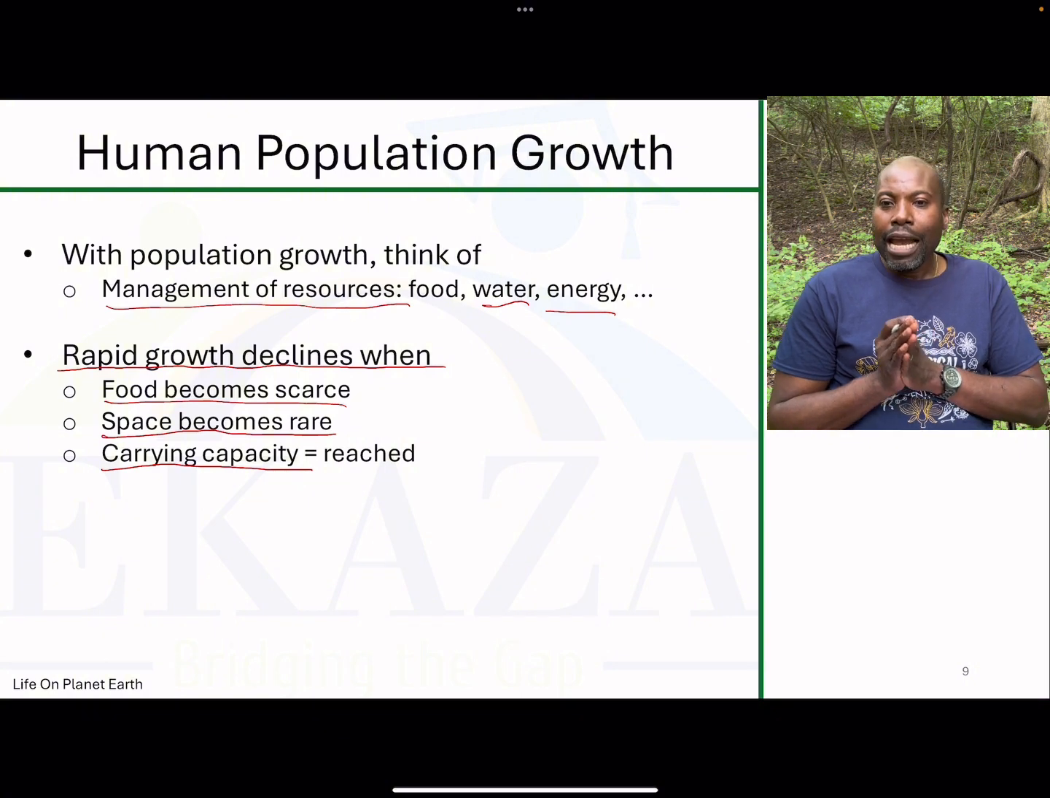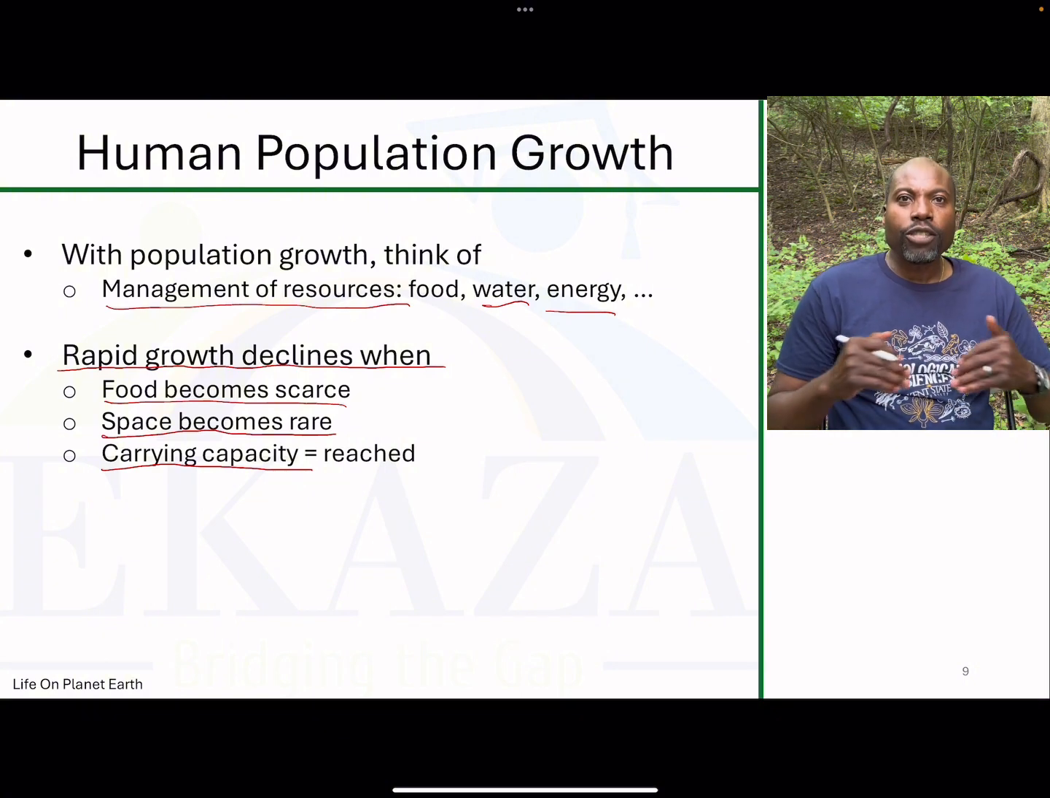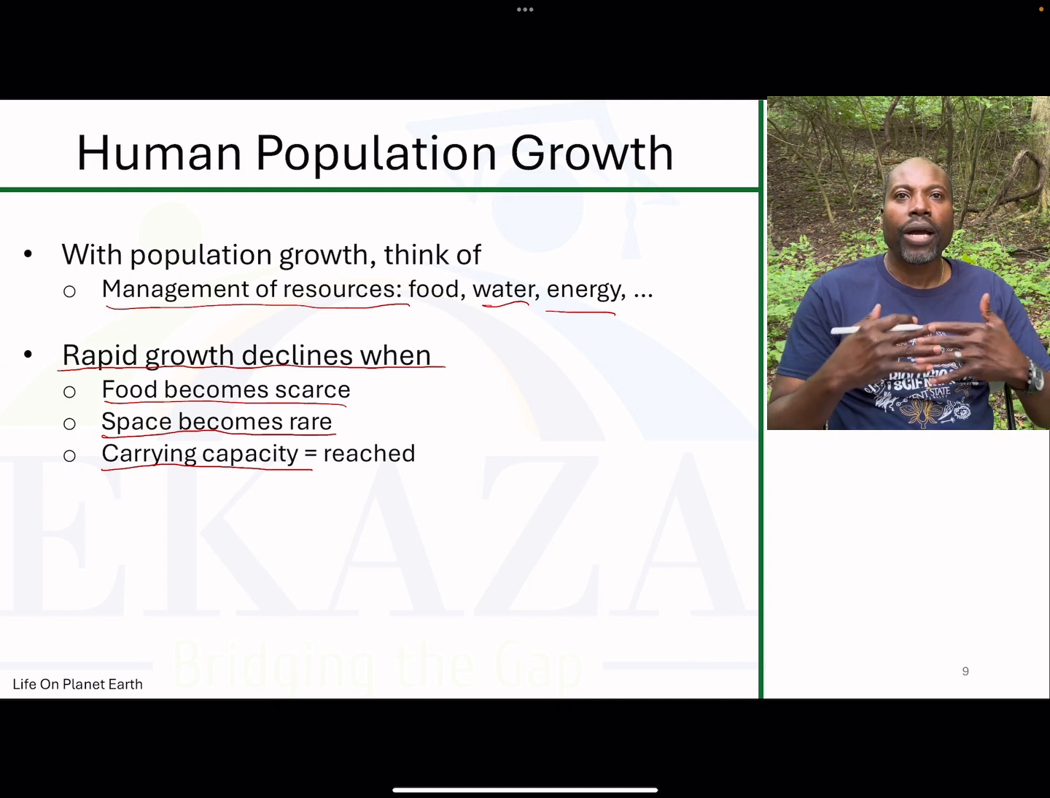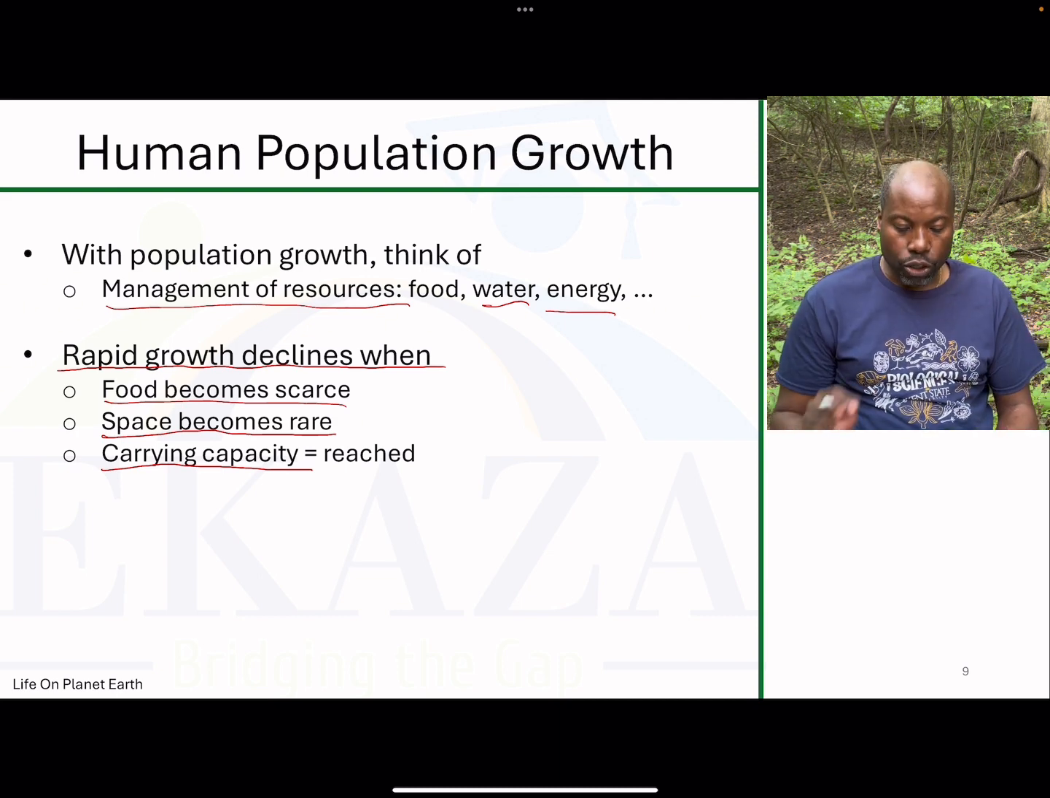A given area has a carrying capacity. Once you reach that capacity, the population cannot grow anymore. Okay? The population is going to level off.